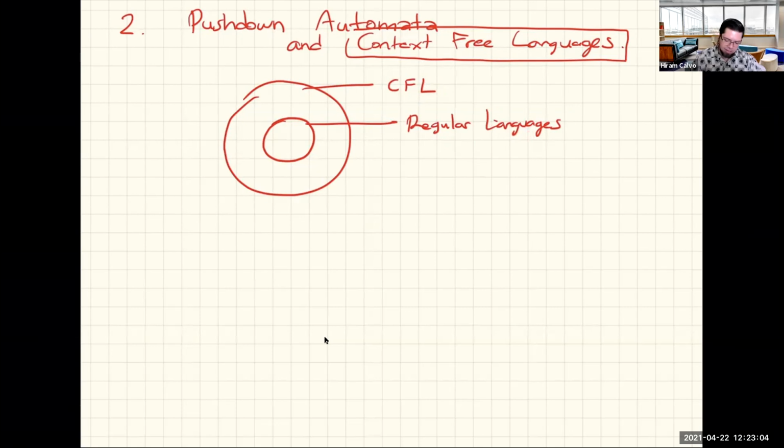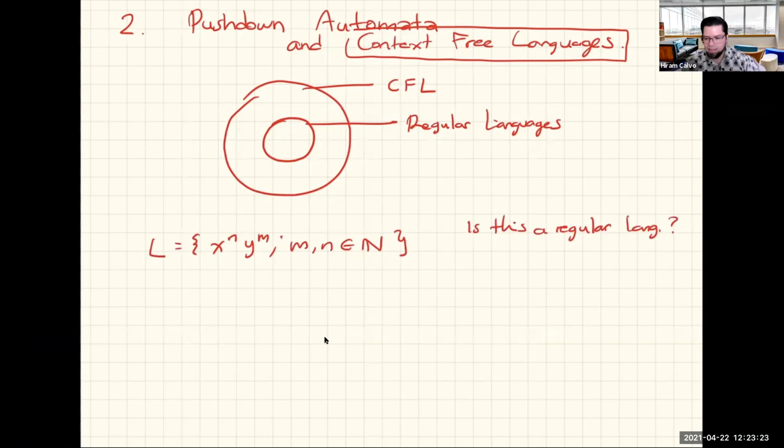So if I ask you, for example, given this language, x^n y^m, with m and n belonging to the natural numbers, is this a regular language? What would you say, yes or no? Let's launch a poll.